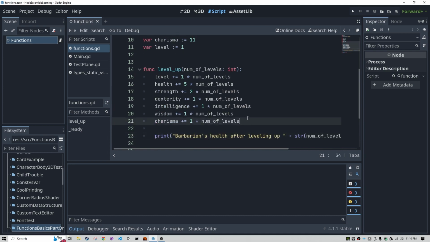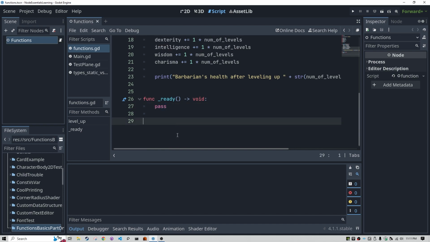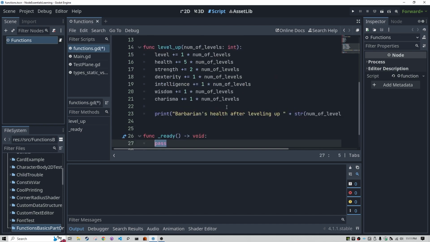What does this allow me to do? It allows me to now, whenever I call level up, pass in the number of levels that I want to do, and that will populate throughout my function. So anytime you see number of levels, when the actual function gets run, it will be replaced with the value that was here, okay? It can be a little tricky for people when they're starting out. So don't worry if that's a little confusing. The more you practice it, the easier it gets.